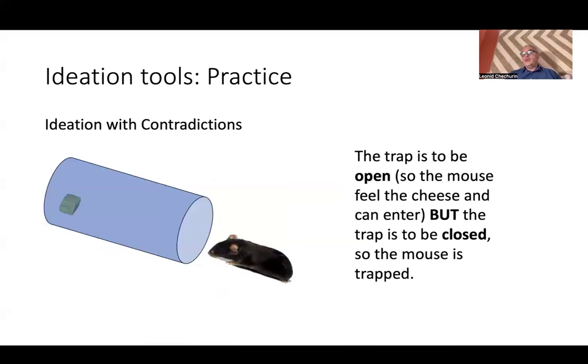Or we can formulate a contradiction. I want the mouse trap to be open because the mouse is to enter. But I want it to be closed because once the mouse enters, I don't want it to go out.